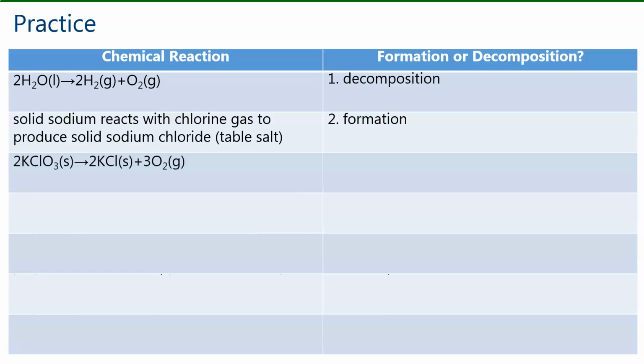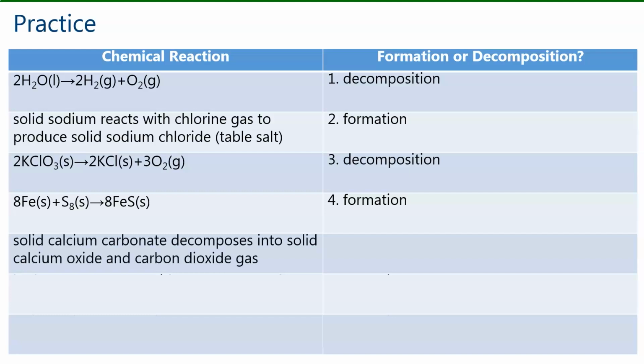Our next example, we have potassium chlorate becoming potassium chloride and oxygen. What type of equation is this, formation or decomposition? This is decomposition because we have a compound breaking down into simpler substances. In our next example, we have iron plus sulfur becoming iron 2 sulfide. Is this formation or decomposition? This is formation because we have two elements combining to form a compound.